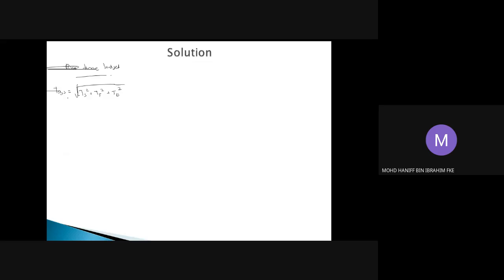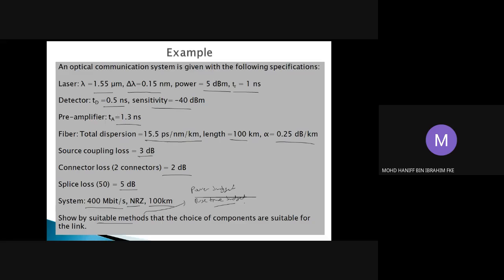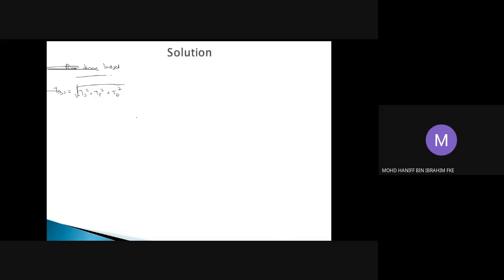Right, so from here, when we calculate the rise time, I forgot that we have the amplifier, which is 1.3 nanoseconds. So we need to add that together. So we have the contribution of rise time for the amplifier, which is TA squared. When we calculate this, we're going to have a square root of TS, which is the source, which is 1 nanosecond, so 1 nano squared, plus the fiber optic itself, which is 15.5 times the length of 100 kilometers times the spectral width of 0.5 picoseconds.